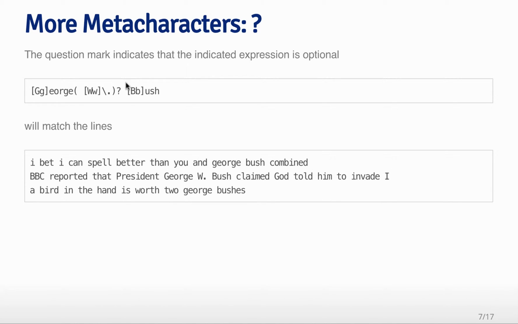If you have a question mark that follows a parentheses like this, it suggests that the indicated expression is optional. So here we have a lowercase or a capital W, and then we have a period, and it's optional in this particular phrase. So we're looking for George Bush with potentially the W in the middle, but it'll match this line because it doesn't necessarily have to have the W in the middle to be able to find it.